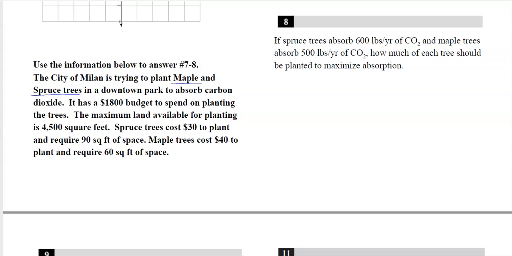So I'm going to come in and I'm going to define my variables. And I'm going to say, hey, x equals the number of spruce trees, and y equals the number of maple trees. All right? So there's kind of my two people, and it might be easier just to kind of put an S and an M here if I want. And let's see what we're talking about. Well, we're trying to absorb carbon dioxide. So first of all, I see some money. We have an $1,800 budget to spend on the trees. And then we have some maximum land. So let's kind of keep those in our back pocket.